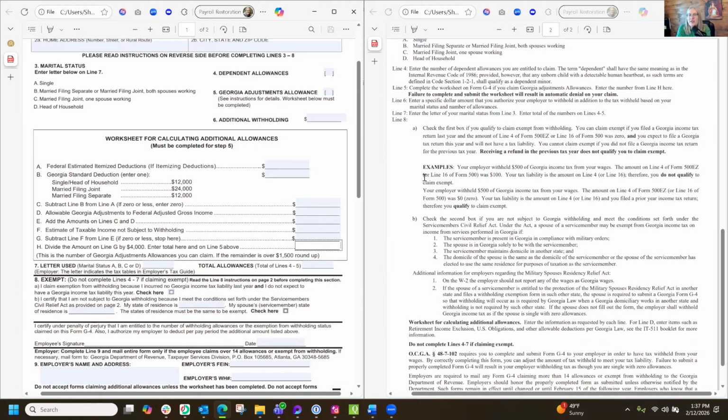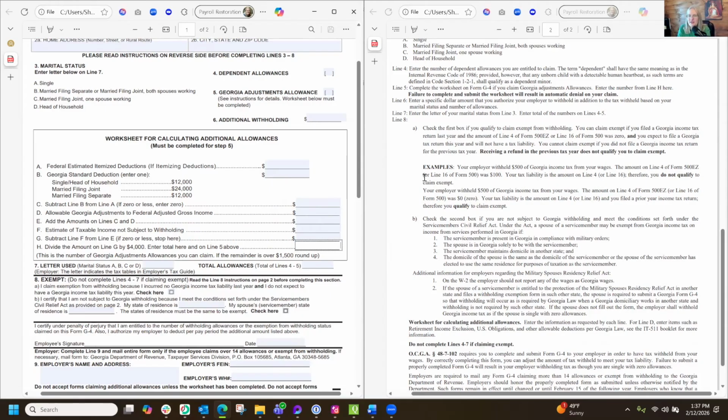All right. So line 8, you're going to check the first box if you qualify to claim exempt from withholding. You can only claim exempt if you filed a Georgia income tax return last year and the amount on line 4 of the Form 500 EZ or line 16 of Form 500 was 0, and you expect to file a Georgia tax return this year and not have any tax liability. You cannot claim exempt if you did not file a Georgia income tax return for the previous tax year. Receiving a refund in the previous tax year does not qualify you to claim exempt.